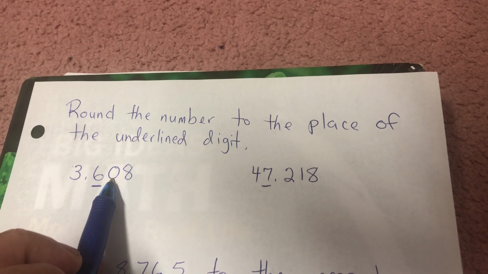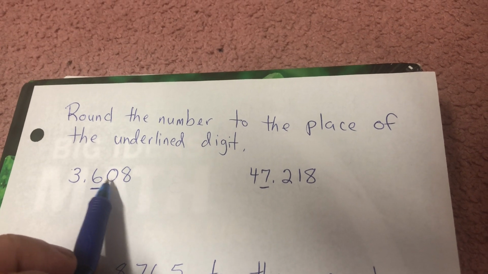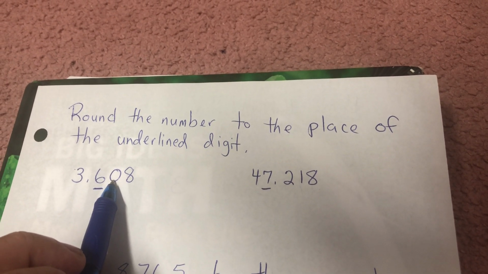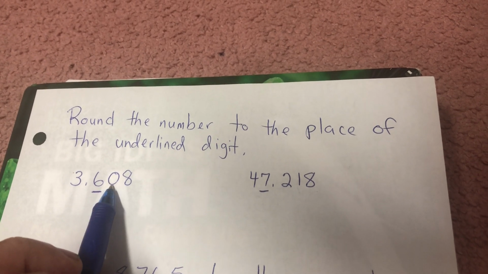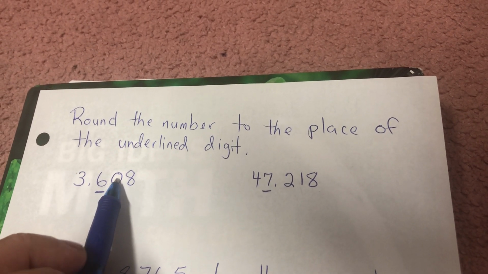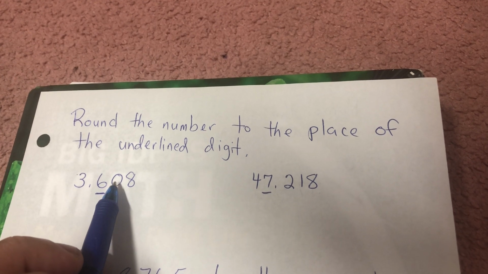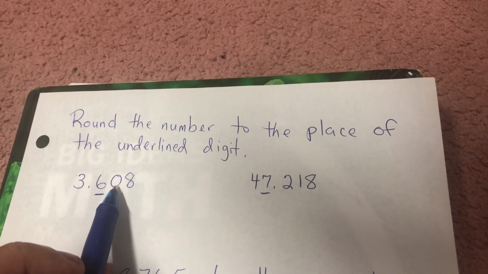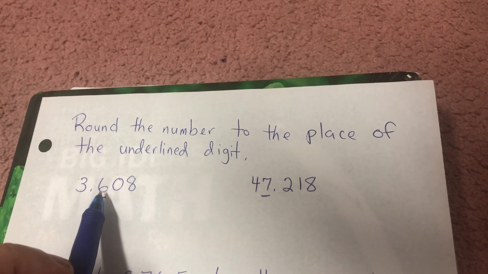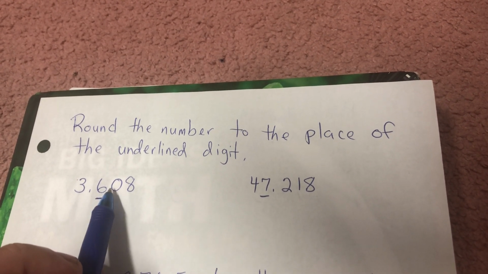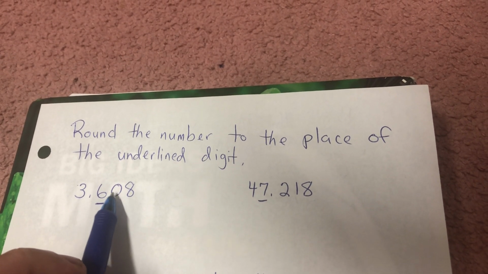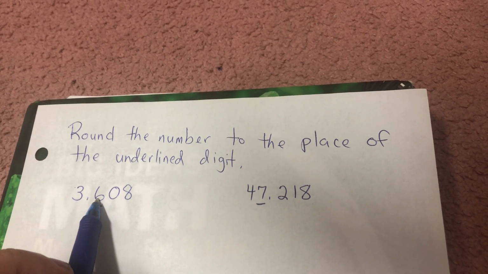So we want to remember our rounding rules. If this number here, that's to the right or that comes after the place that we're rounding to, is 5 or higher, I want to round up. If this number is 4 or less, I'm going to round down. Now, rounding down does not mean that the number previously will change. If I round up, this number here will go up 1. If I round down, this number here will stay the same.